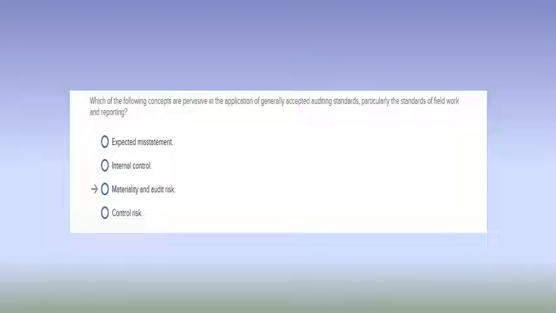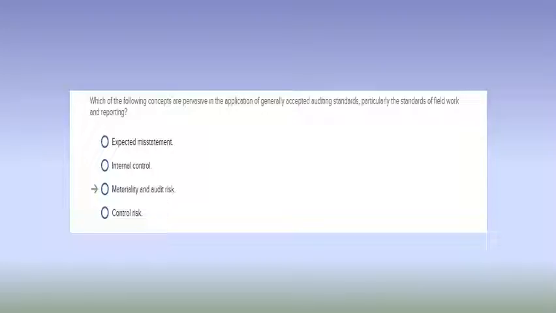And you can see that we're trying to determine which of the following concepts are pervasive in the application of generally accepted auditing standards, particularly standards of field work and reporting. And obviously you can see Connect pointed the answer to us here. Materiality, which was where we left off in Chapter 3, is something that is very pervasive. And then the idea of audit risk.